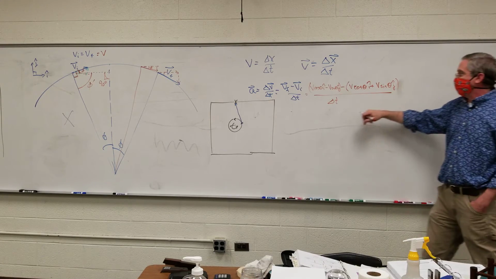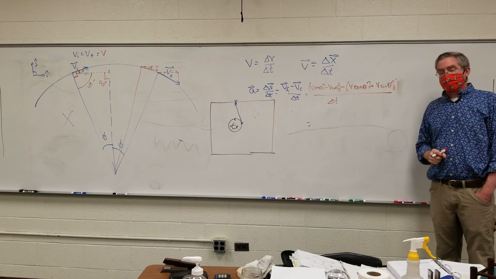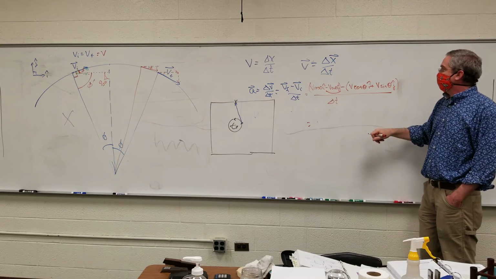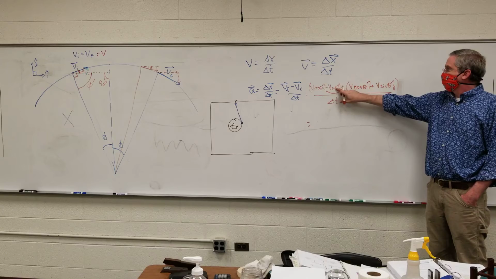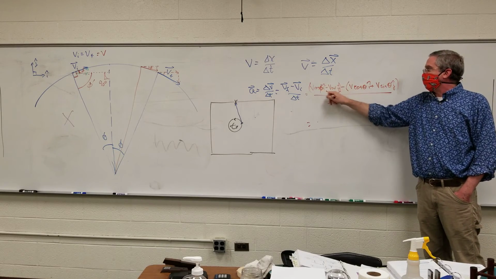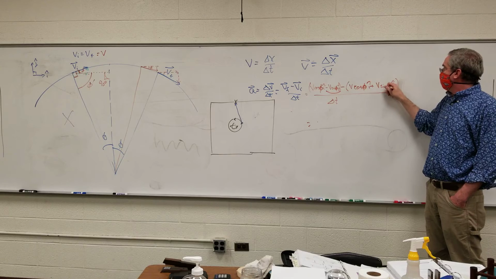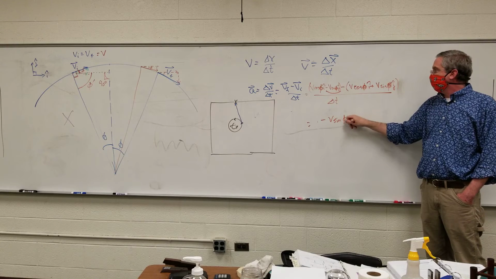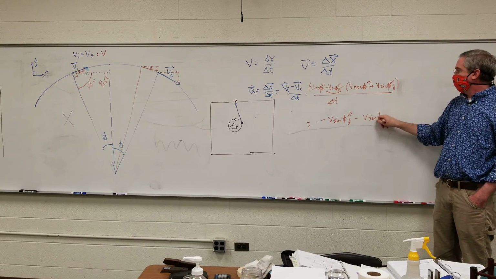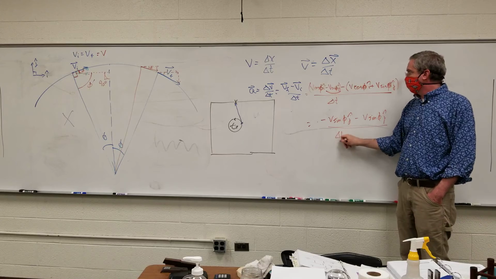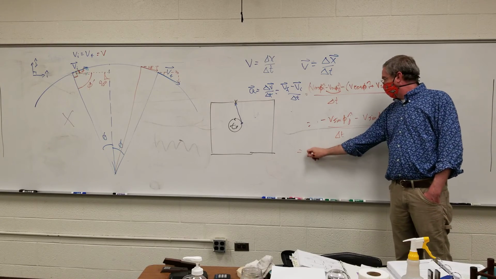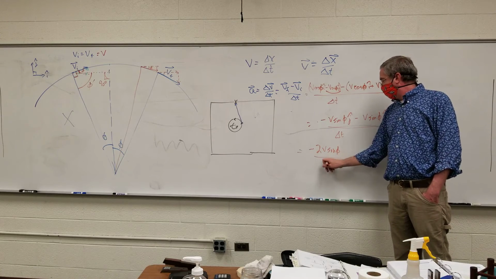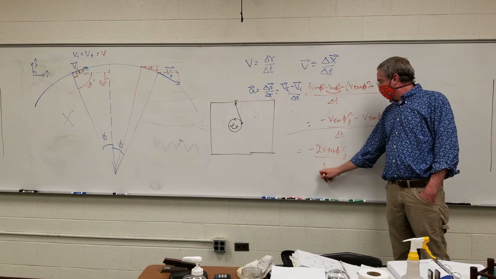If we simplify this top bit here, the i components cancel out. So what I'm left with is this negative v sine j, and there I am putting thetas in there when they should be phis, and no one stopped me. So I get negative v sine phi j hat minus v sine phi j hat divided by time. And so my acceleration is negative 2v sine phi j hat over delta t.